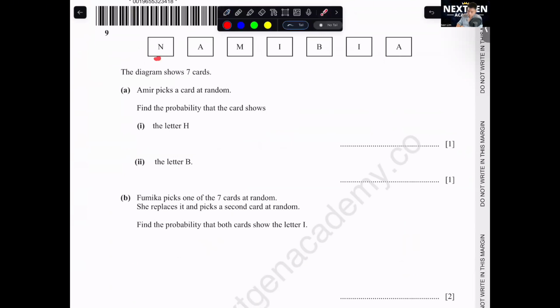Okay, how many cards do we have? 1, 2, 3, 4. Oh, they already told us. Okay, how many H do we have? Okay, no such thing. 0. Find the letter B. You got one of it, so 1 over 7.